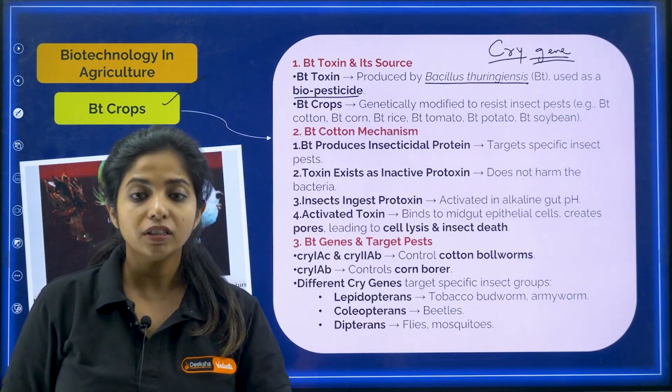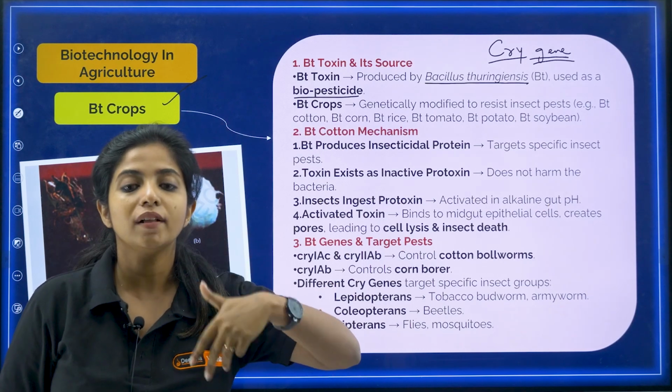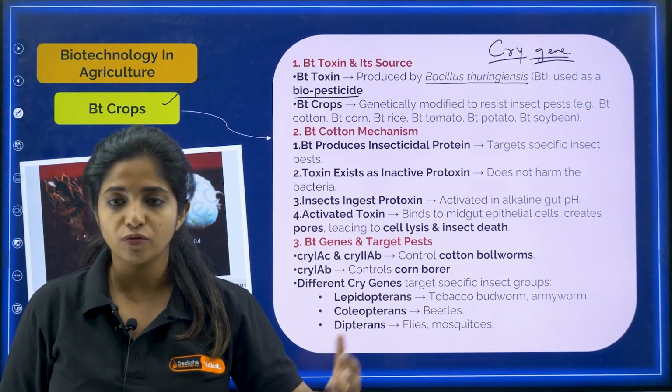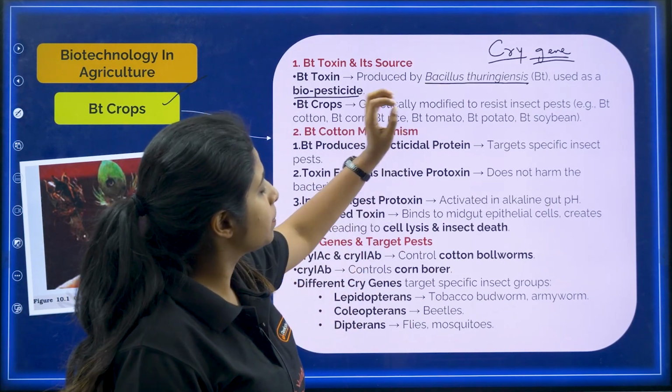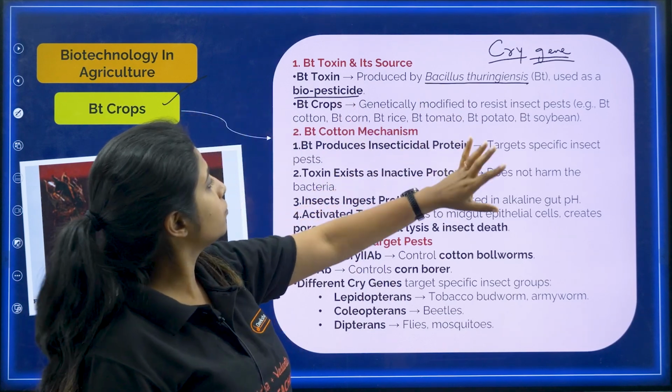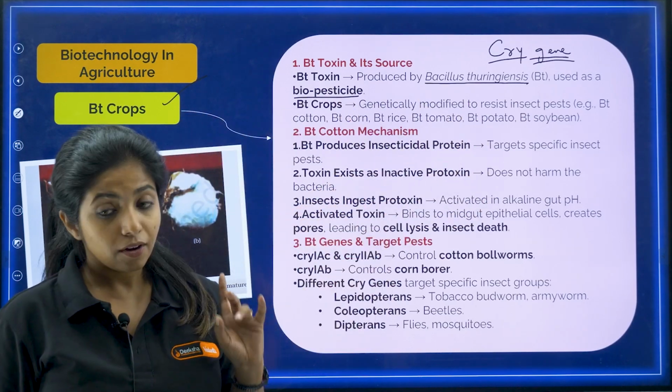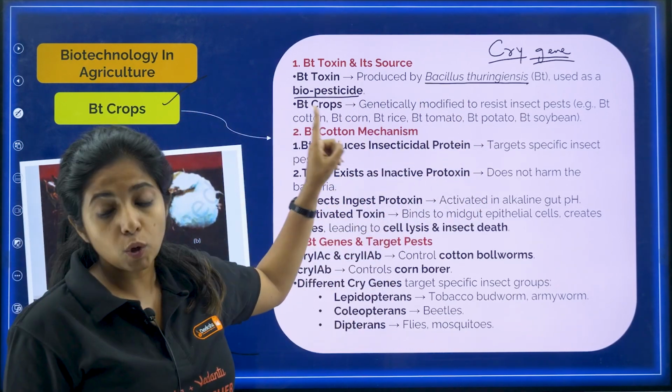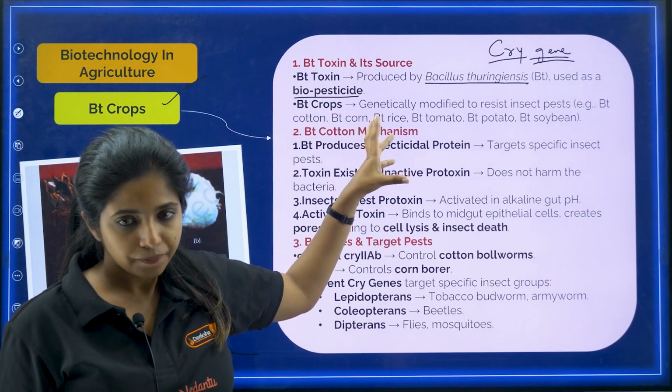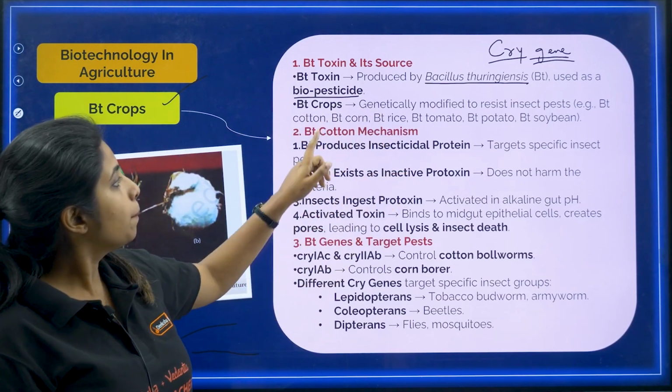Yes. So wherever this gene was put, now you call them BT crops. For example, BT cotton, BT rice, BT tomato, BT brinjal, a lot of things were being made with the help of this. Remember, Bacillus thuringiensis is a biopesticide or a biocontrol agent. Now, BT cotton mechanism.